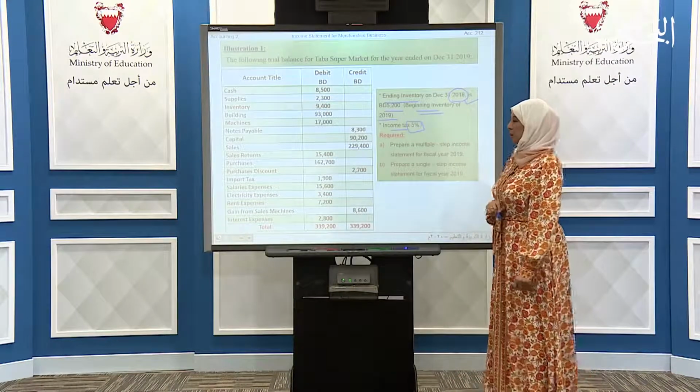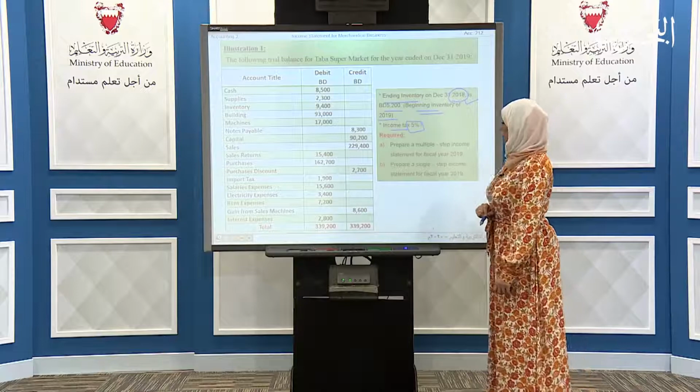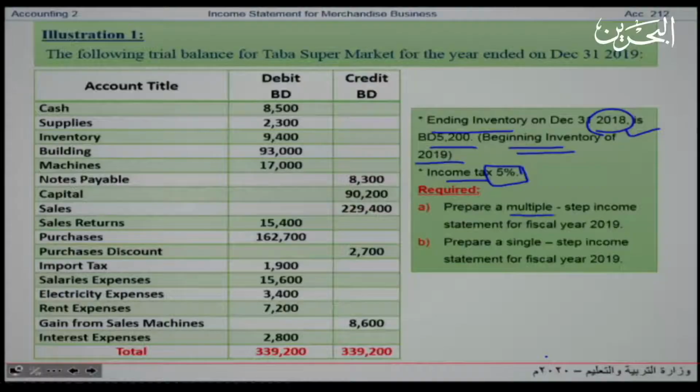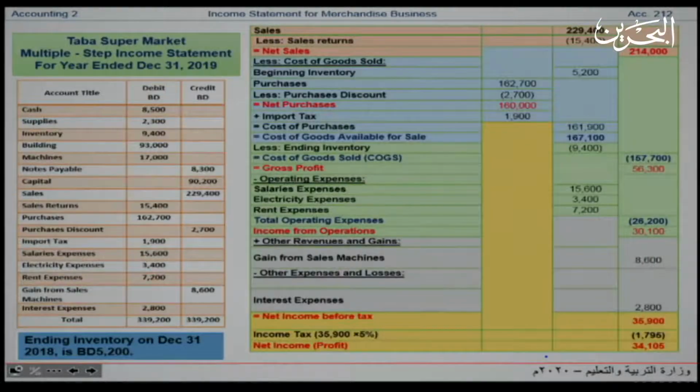What is required from you, my dear student? The first requirement is to prepare the multi-step income statement for the financial year, which is 2019. Secondly, you are required to prepare a single-step income statement also for the same year, 2019. By using the data we have here, I can prepare my multi-step income statement. Let us start by explaining the multi-step income statement.